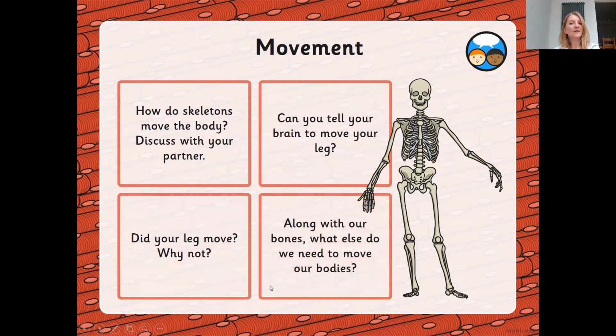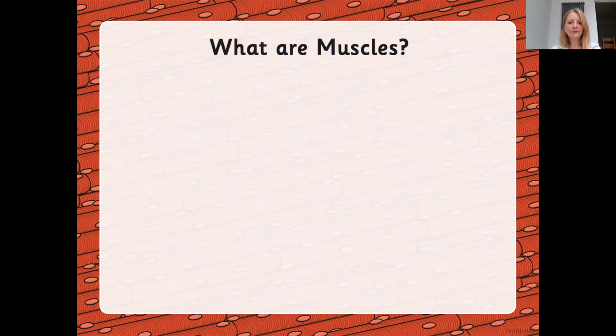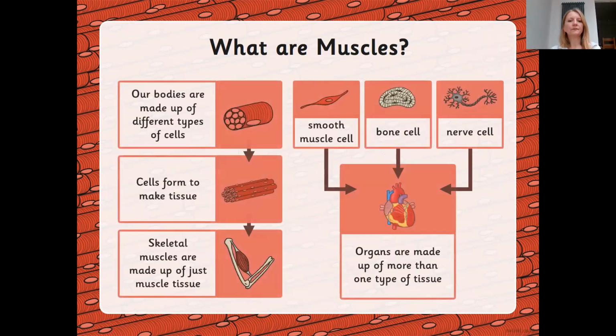Okay, we need something else to help our bodies move. It's a big combination of different things that make you move, from the smallest movement to the largest movement. And one part of this is your muscles. So what are muscles? What is a muscle in your body?